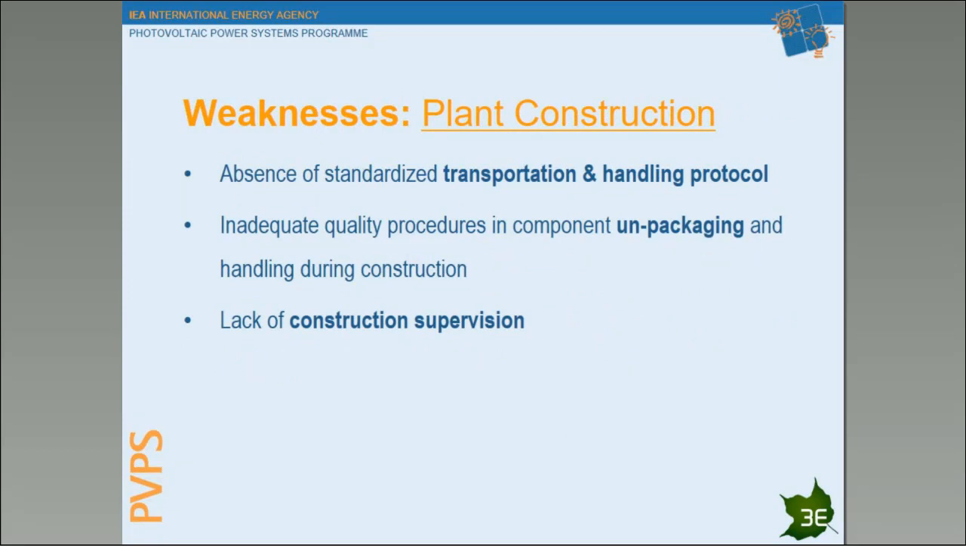During the plant construction, we also saw in our survey that there is often an absence of a standardized transportation and handling protocol. In some cases it does exist, but it's not detailed enough. We also observe inadequate quality procedures, especially for component unpacking and handling during construction. Again, coming back to the 10 times rule, this is very sensitive: even if quality control is applied in factory inspections, damage can be generated during transportation and packing, and this manifests later. Overall, we see a lack of construction supervision. By implementing some supervision, we could avoid this.